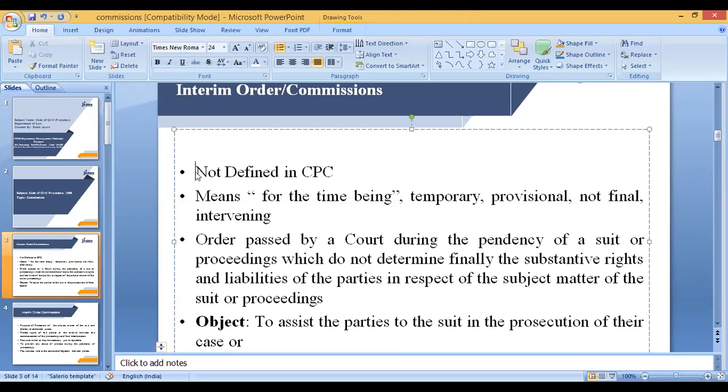Furthermore, we can also define interim order as orders which are passed by a court during the pendency of a suit or proceedings which do not finally determine the substantive rights and liabilities of the parties in respect of the subject matter of the suit or proceeding. So from this, my dear students, we may infer that the order which finally decides the substantive rights would fall under the category of order as defined under Section 2, Clause 14 of the Code of Civil Procedure.